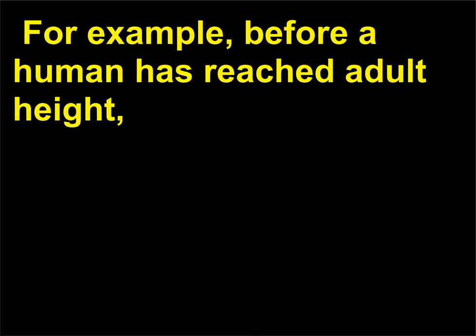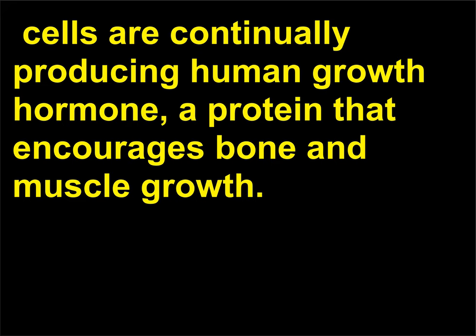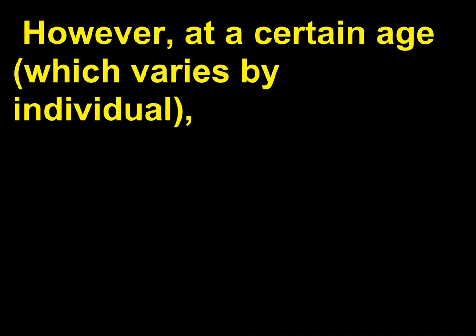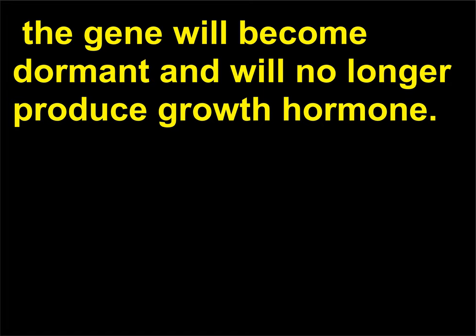For example, before a human has reached adult height, cells are continually producing human growth hormone, a protein that encourages bone and muscle growth. However, at a certain age, which varies by individual, the gene will become dormant and will no longer produce growth hormone.